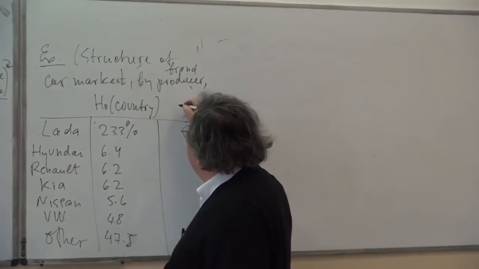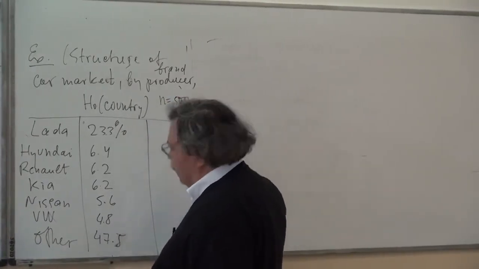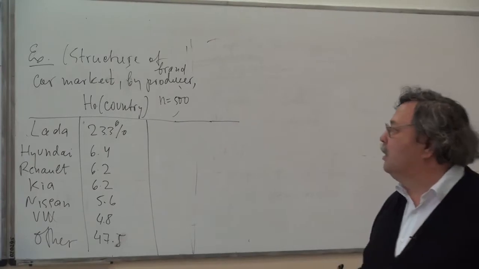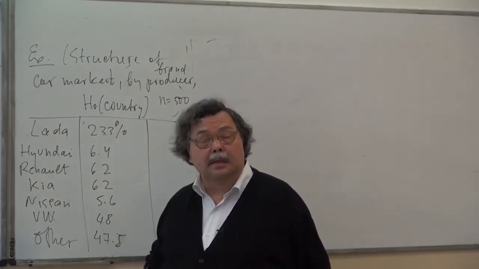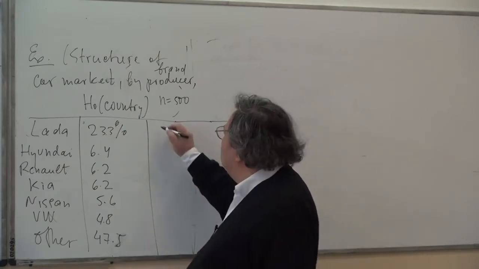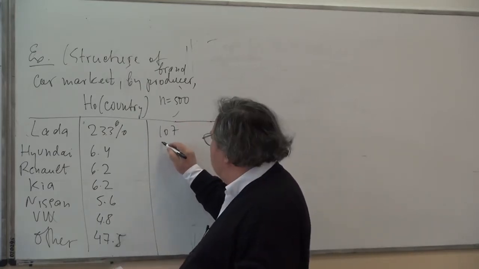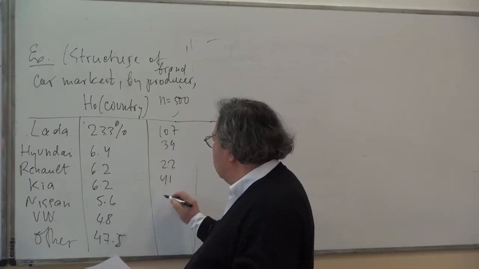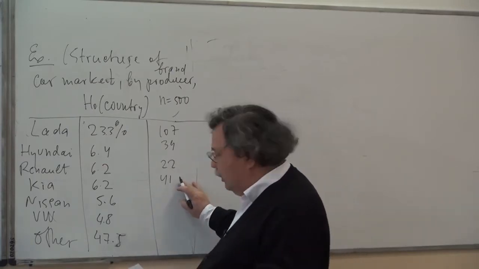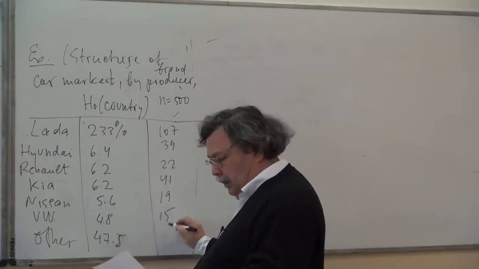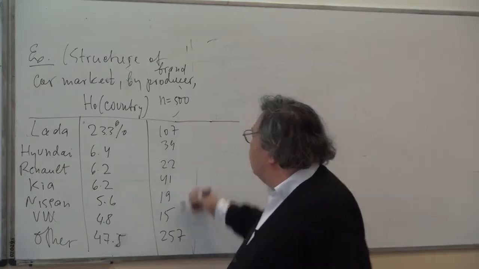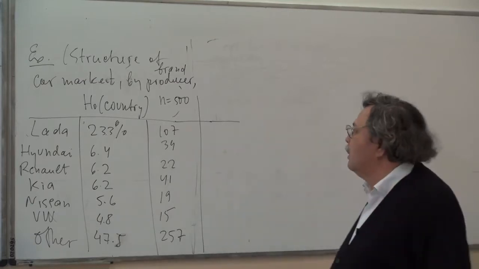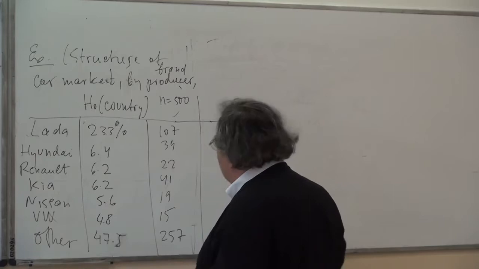We take a sample, n equals 500. Suppose we interview 500 car owners in this region and find out the brand of the car that they use. And the counts are these: 107, 39, 22, and then it's 41. For some reason, Kia was very popular in this region. 19, 15, and 257, and you can check that these numbers sum up to 500. So this was the sample. The sample size is 500, and the observed frequencies.